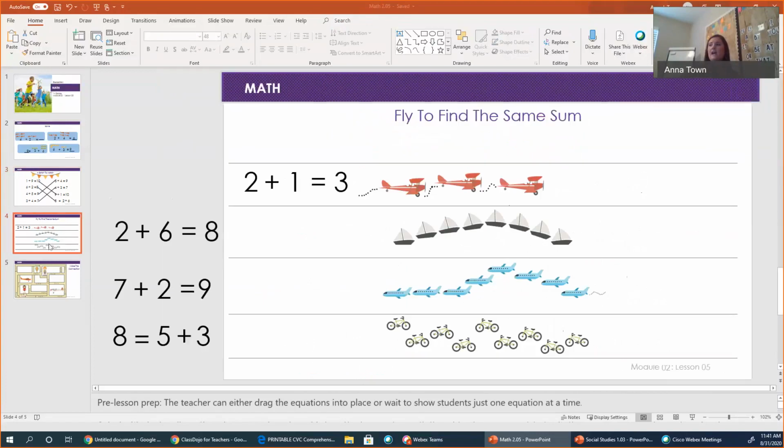So what we're going to do now is find the equation that represents these pictures, and then we're going to swap the order of the addends, so make another equation that would match the addends. So let's get started here. Count the sailboats, see how many there are, and then I want you to choose the equation that you feel represents it.